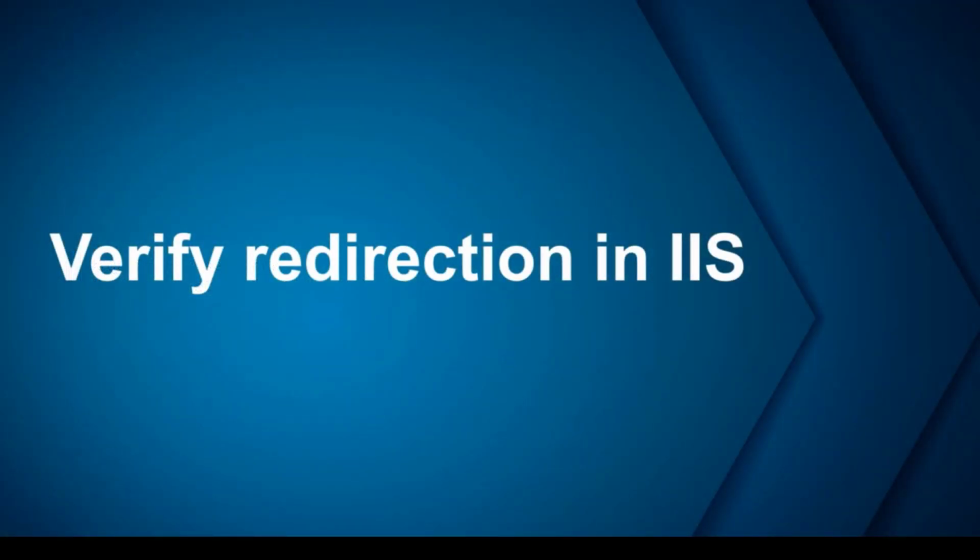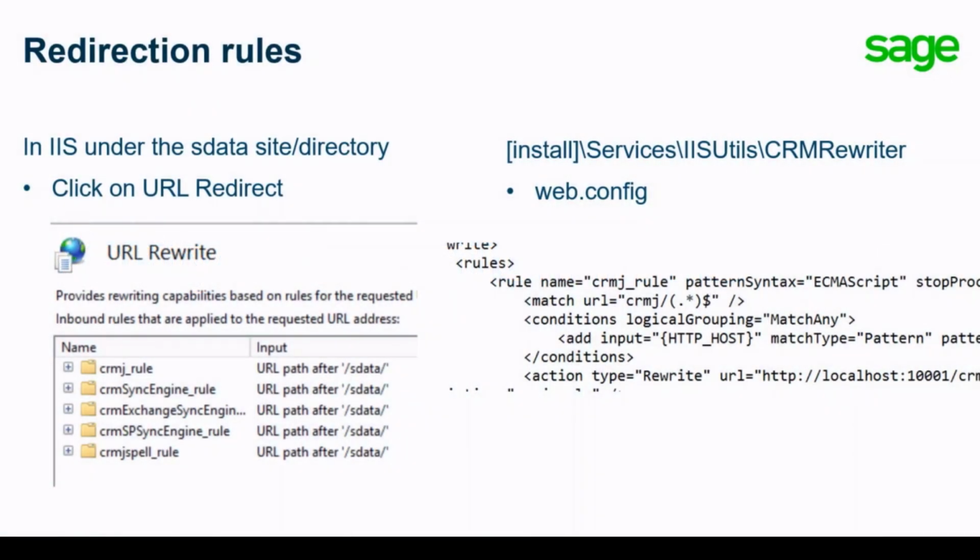So now that we fixed the connection and it's connecting and still it doesn't work, well, next step, verify your redirection in IIS. So the redirection rules that I spoke about earlier get used for when a request comes into IIS and it needs to get redirected to our Tomcat service. So what basically happens here is a request comes in either to CRM or to the SData site, and SData then needs to follow a set of rules. Those rules are our redirection rules.